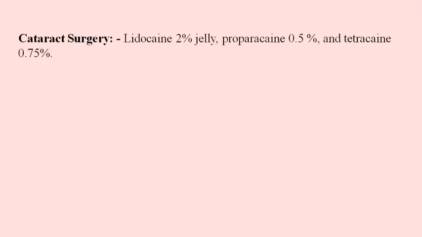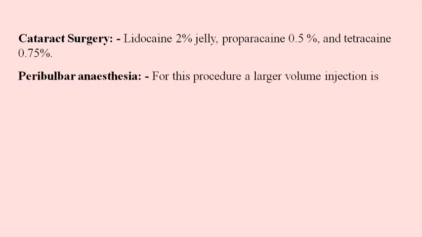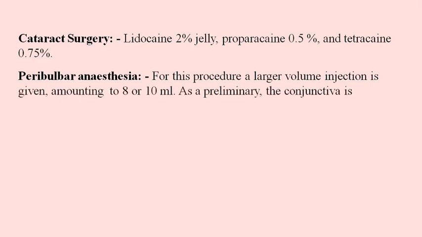Next, lidocaine and tetracaine are used. For cataract surgery, lidocaine 2% jelly, proparacaine 0.5% and tetracaine 0.75% are used. And in case of peribulbar anesthesia, for this procedure a large volume injection is given amounting to 8 or 10 ml.